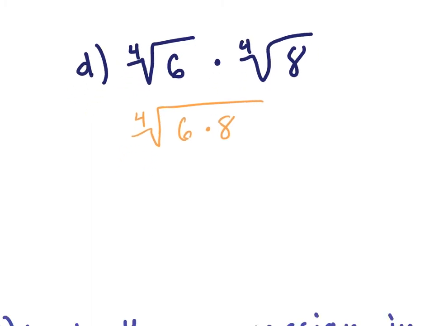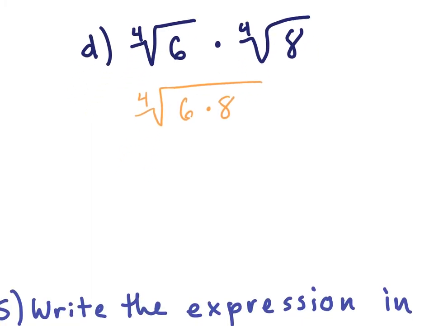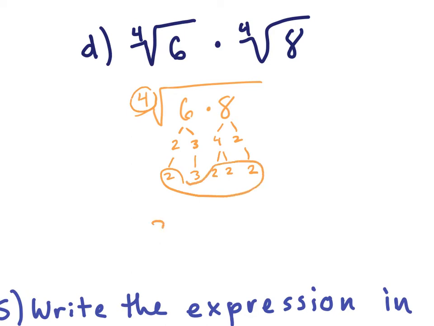Let's simplify it even more and see if we can take out any whole numbers. So what are our factors of 6? 2 and 3. What are our factors of 8? 4 and 2. So we have 2, 3. What are factors of 4? 2 and 2. We're circling groups of how many? 4. So we have 4 2's. So what comes out? And what are we left with? A 3. So that 3 stays under our radical. Any questions on this one?